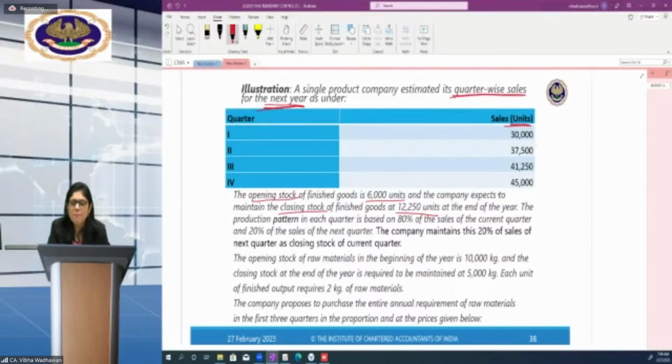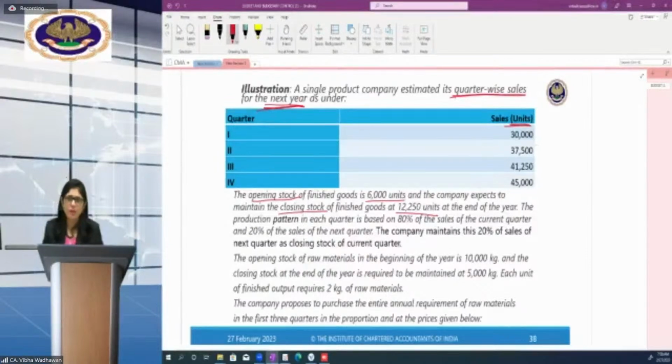The production pattern in each quarter is based on the following. Now, the production pattern is given to us directly. So quarter-wise information is not given for the stocks. There's a difference between this question and the ones we did earlier. In the earlier questions, the pattern of closing stock was given. So there it was expected that we calculate the closing and the opening stock, with sales given, and then find out the production. All right, pay attention to what I'm saying.